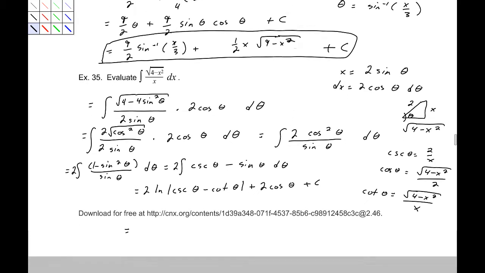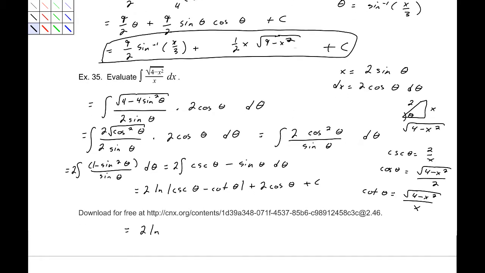So replacing this, we get 2 natural log absolute value of 2 over x minus the square root of 4 minus x squared over x, absolute value, plus 2 times cosine, so that is 2 times the square root of 4 minus x squared over 2. The 2's will cancel, so that is plus the square root of 4 minus x squared plus c.